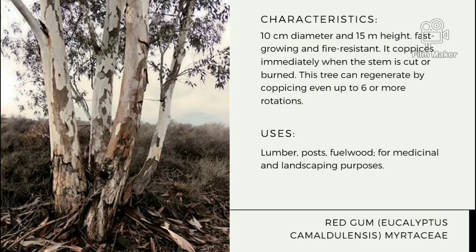Red gum, or Eucalyptus camaldulensis, is a 10 centimeter diameter and 15-meter tree. It's fire resistant, and when cut down, it regenerates by coppicing even up to 6 or more rotations. So this one is very invasive. It cannot die easily. So its uses are for lumber, post, fuel wood, for medicinal and landscaping purposes.